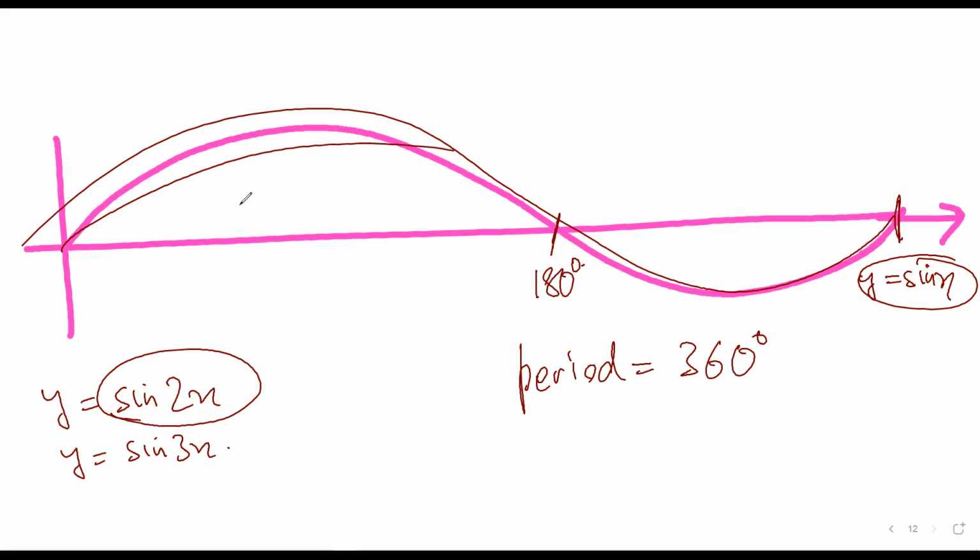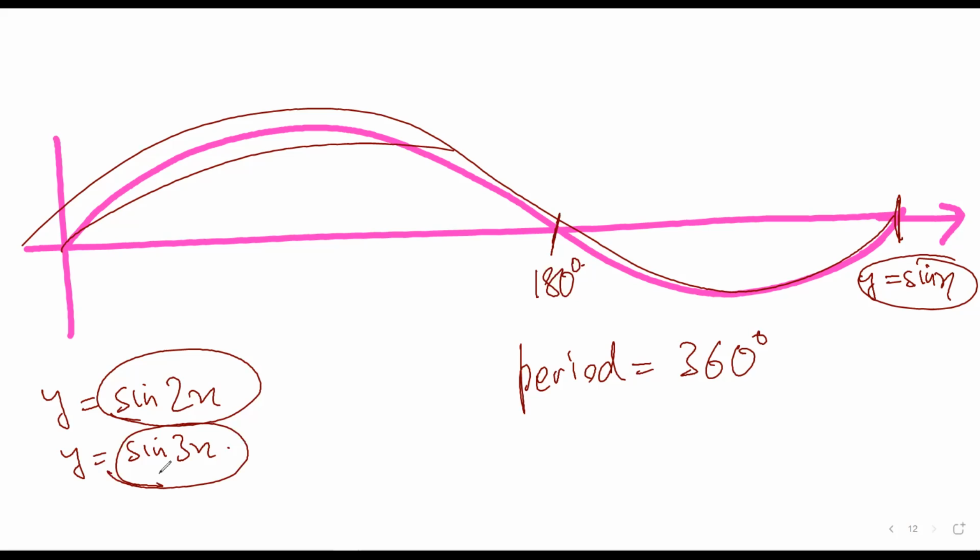Basically, this y is equal to sin 3x will be even faster than y is equal to sin 2x in completing its cycle. Is it making sense?